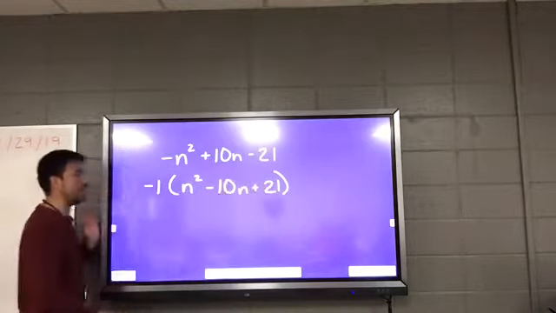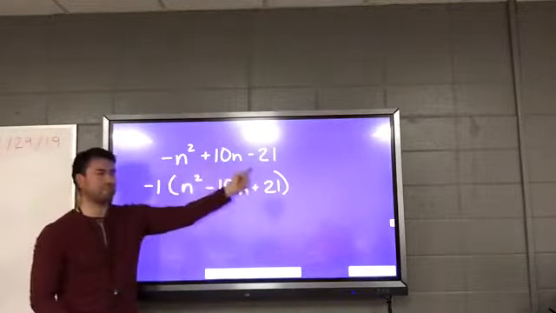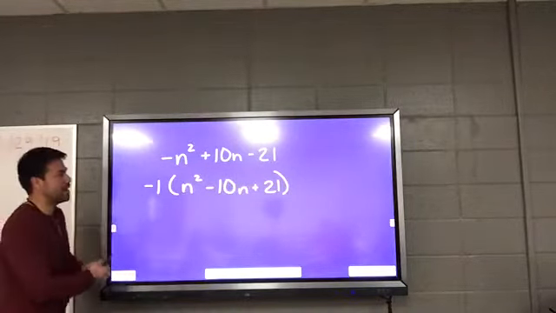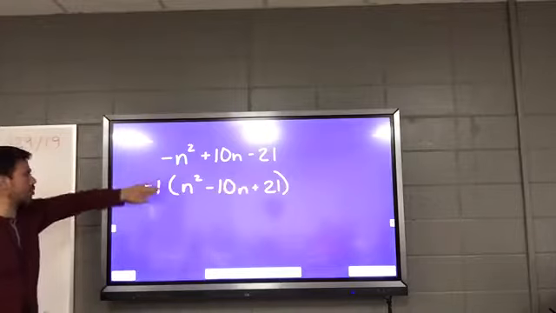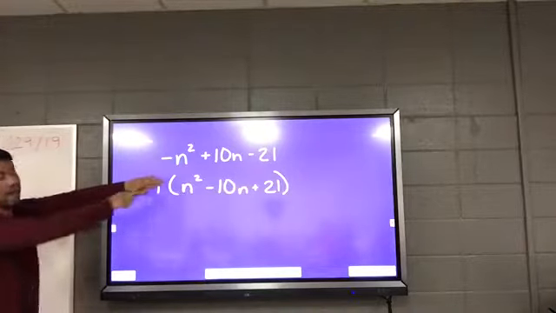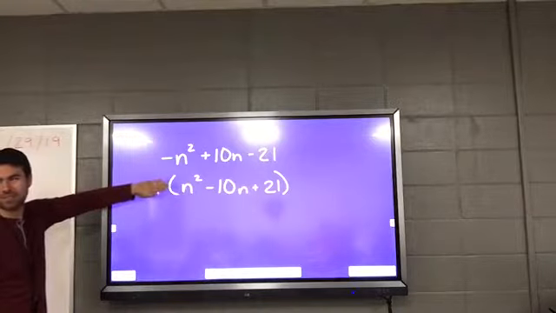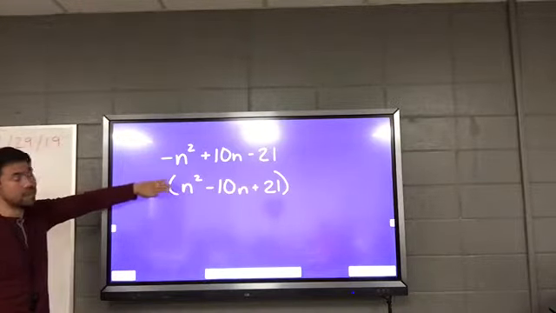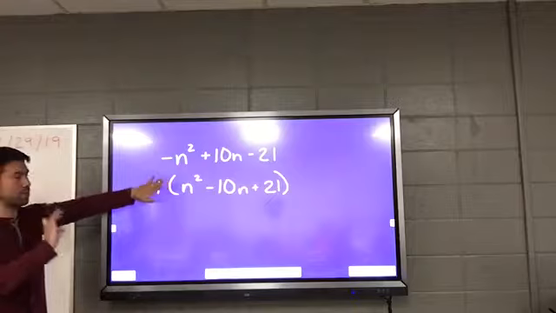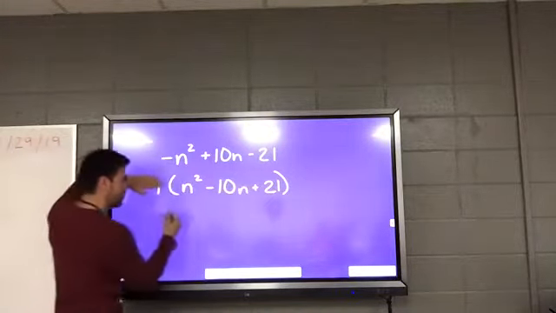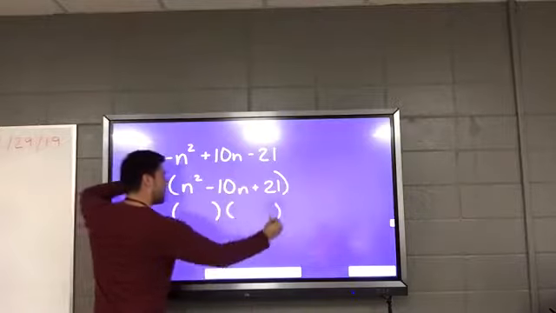Negative 21. Is this equal to that? Yes, because we just proved it. Now what I want you to do is ignore the negative 1 and factor that part. Do it. You may begin. Doing that, couldn't you just switch the sign? No, because you'll see it changes things up if you just went straight from here to here. So you've got to factor out the negative 1, and then you'll get the two binomials.